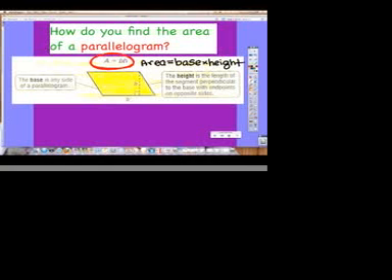Okay, this part of the notes makes me nervous. Where it says the base is any side of a parallelogram, I kind of have some issues with that. The base needs to be the part that's 90 degrees to something. So see how that's 90 degrees to that line? Use that part as your base.